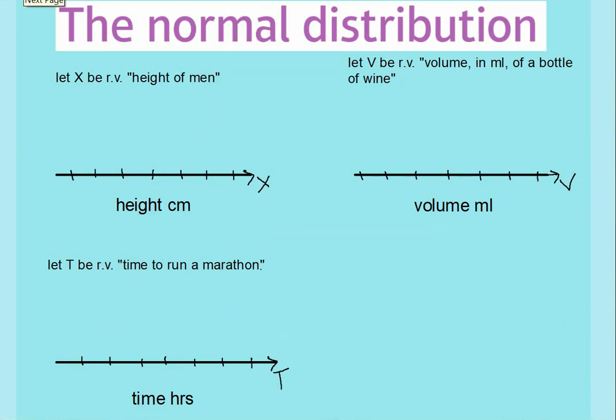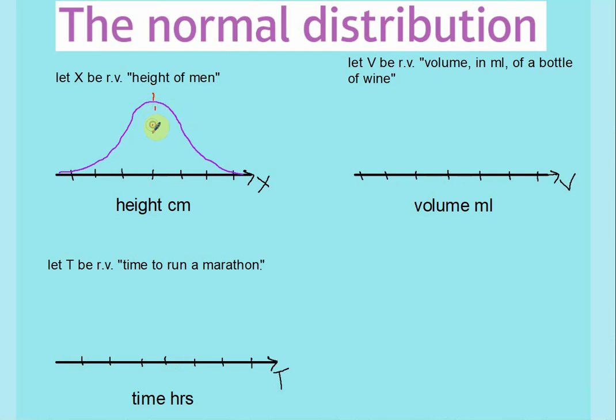So I've got a few examples here. Now, if we look at the random variable being height of men, this is obviously continuous. And if we draw that, it would look something like that. This is designed to be symmetrical and a nice smooth curve. My stylus isn't the best, so that's what we've got.